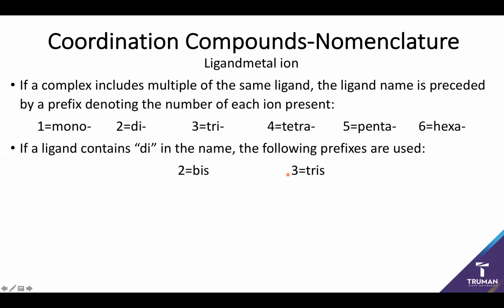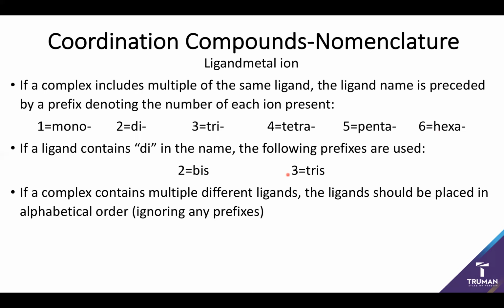Finally, if I've got more than one different type of ligand, I'm going to name them according to alphabetical order. So amine before bromo, before chloro, before oxo. And this won't depend on how many of each there is. So we're going to ignore any prefixes and base it just on the ligand name. So that's how we cover the ligands.